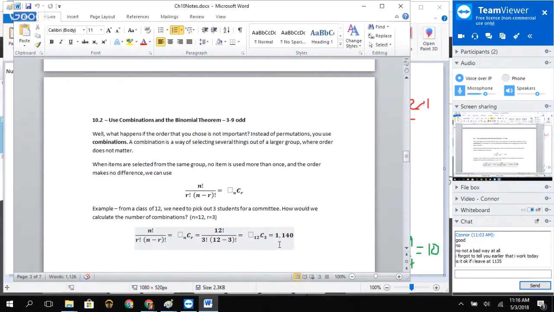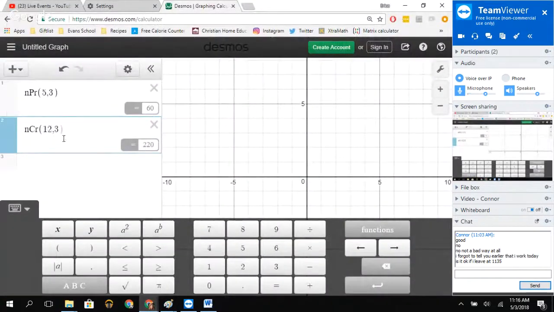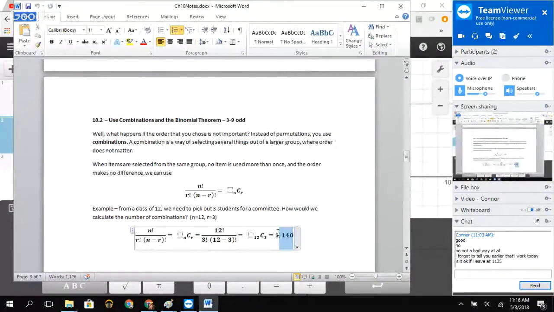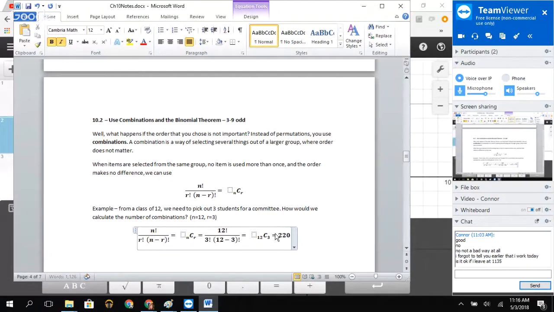And if we have 12 students in a class and we want 3 for a committee, there's 1,140 possibilities. Although I have that marked out, so maybe I did that wrong. Maybe we should double check that in Desmos. 12... No, I had that written wrong. So that's why. There's 220 combinations. That seems much better. I had it marked off. 220. Okay.